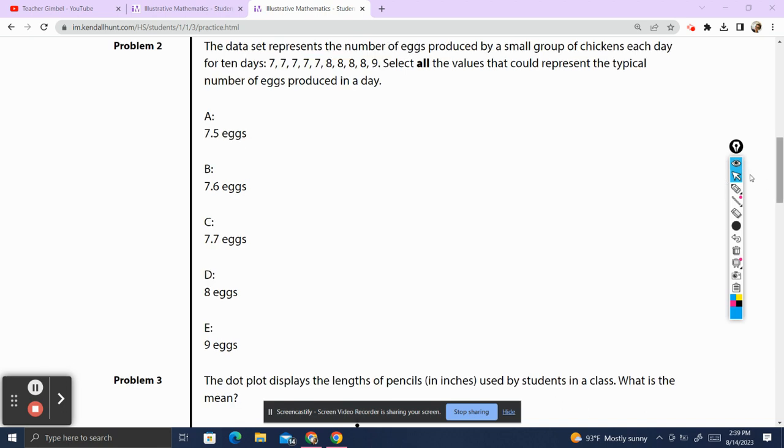Problem number 2. The set of data represents the number of eggs produced by a small group of chickens each day for 10 days. We have our data right over there. Select all the values that could represent a number of eggs produced in a day.